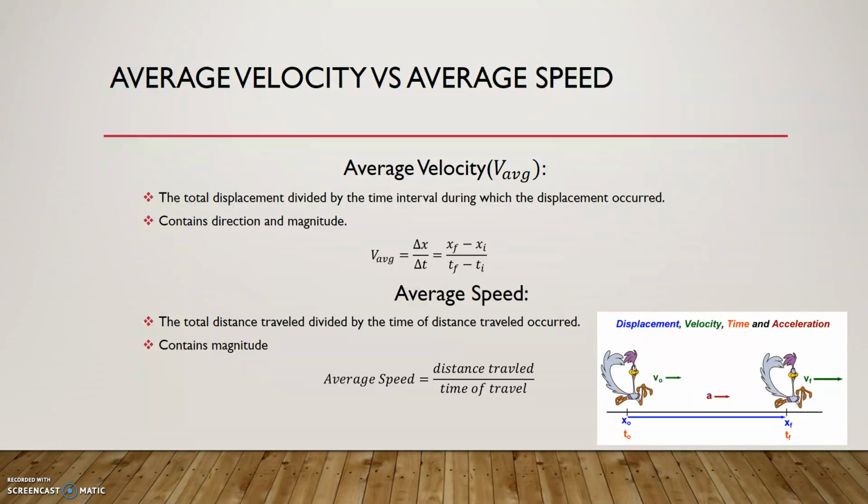Now average speed is the total distance traveled divided by the time during which the distance traveled occurred. For this equation, we see that average speed is the distance traveled divided by the time traveled. The difference here is average speed only contains a magnitude. So the biggest difference between the two is that average velocity has a direction included with it.